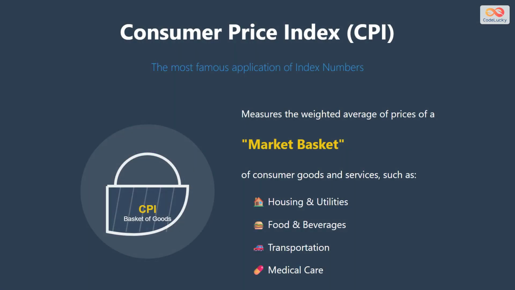The most famous real-world example of an index number is the Consumer Price Index, or CPI. Government statisticians track the prices of a specific market basket of goods and services that a typical household buys. This basket includes housing, food, transportation, and medical care. The CPI is the standard metric used to track inflation in most countries.